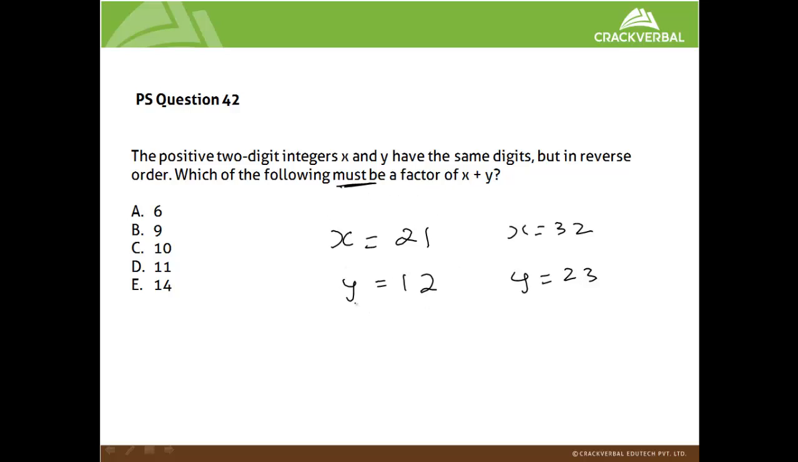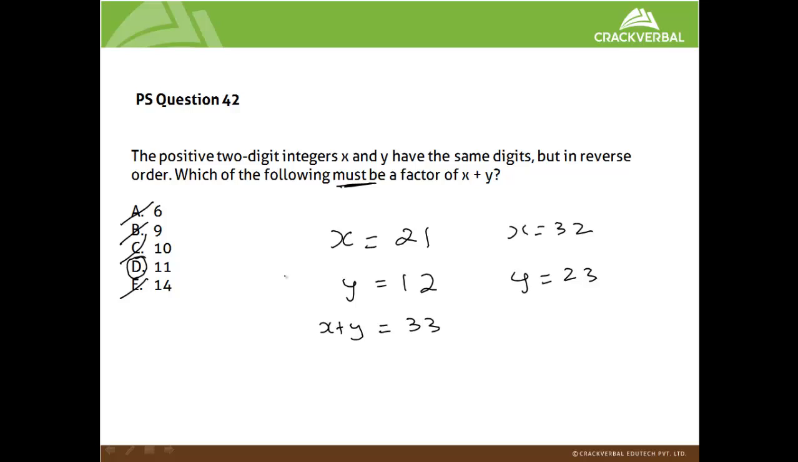So let's take this first example. x plus y would be 21 plus 12, which is 33. Which of the following answer choices must be a factor, that is, 33 is divisible by which of these? Definitely 6 does not divide 33, so you can eliminate A. 33 is not divisible by 9, so you can eliminate 9. 10 of course not, eliminate. 11 3s are 33, hold on. 14 definitely not. So we can pick the answer choice D and move on.